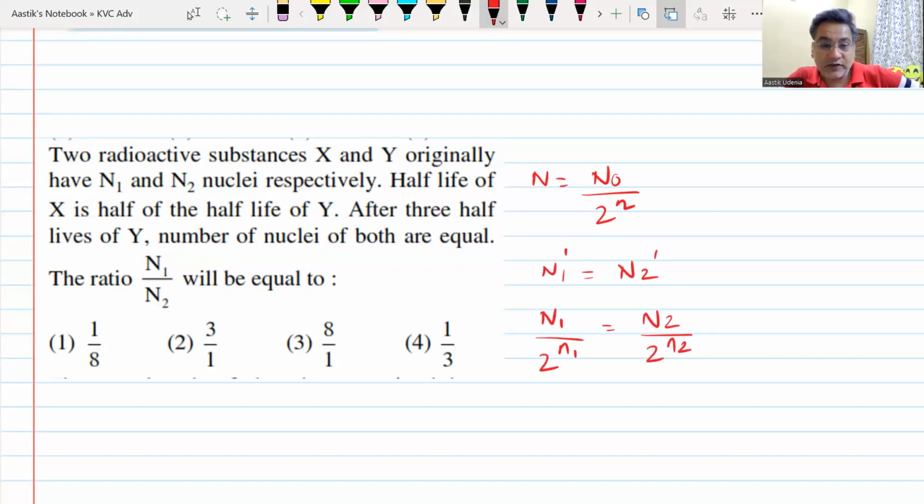You have to find the number of half-lives that has happened. 3 half-lives of Y, and how many half-lives of X you will have. You will just have to find it out. Find out the ratio, and I think you will get the answer as 8/1. Everyone got this answer, yes or no?